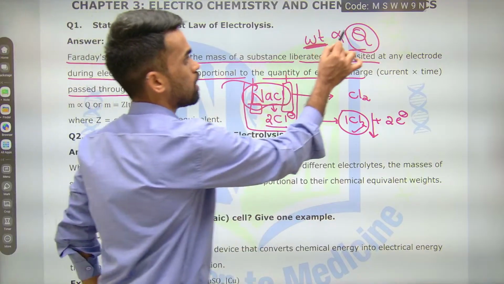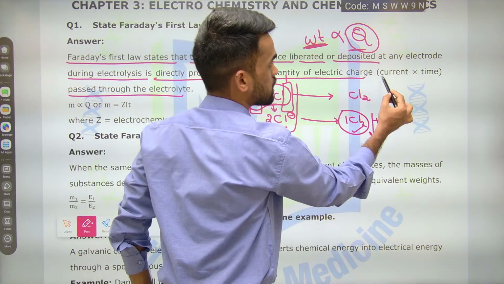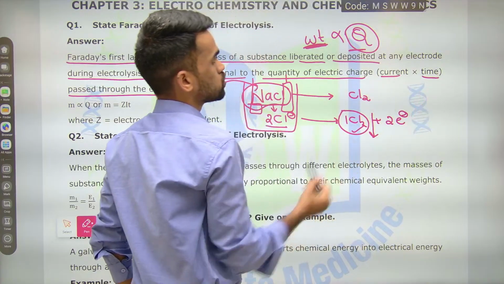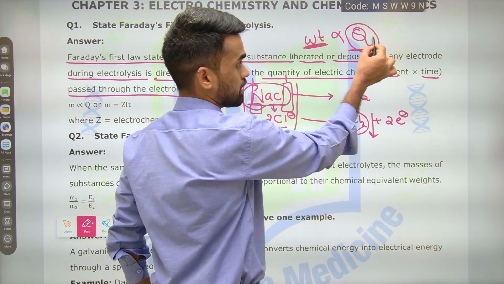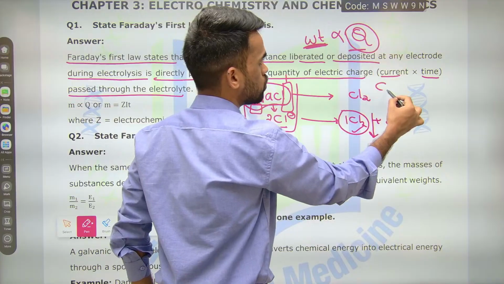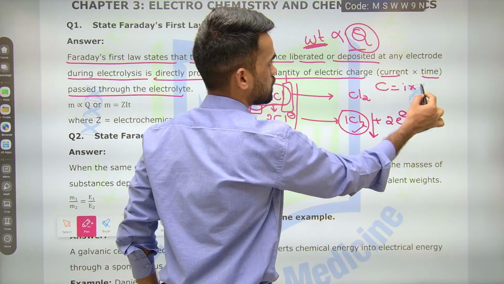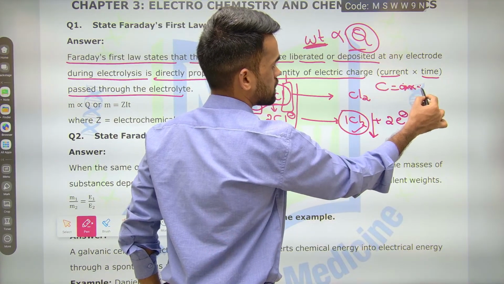Now what do we mean by Q? It's a charge, that is current into time. The unit of charge is the coulomb, so a coulomb is equal to I into t, that is amperes into seconds.